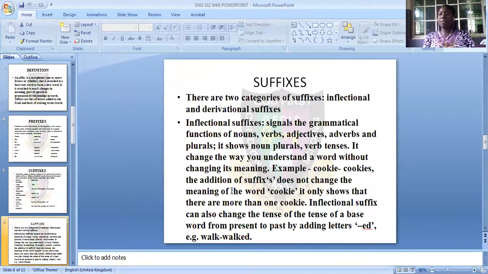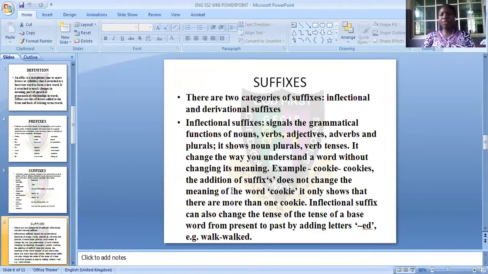All right, so there are two categories of suffixes. Earlier I told you that we are going to be looking at the meaning of prefixes, the examples, the meaning of suffixes, the examples, as well as the categories of suffixes. Now we have two main categories of suffixes in the English language: inflectional suffixes and derivational suffixes.